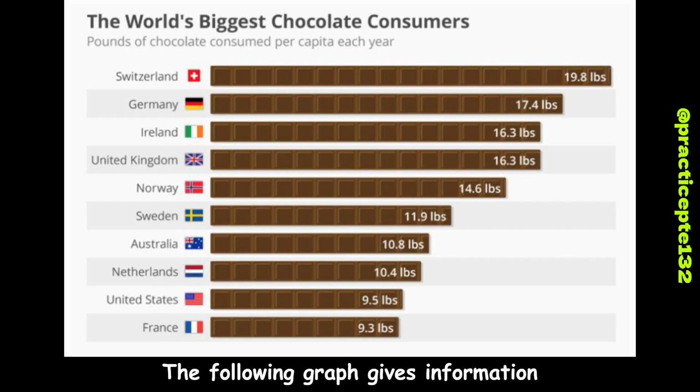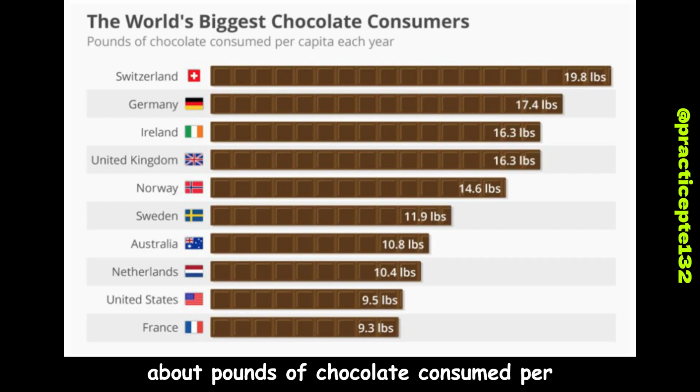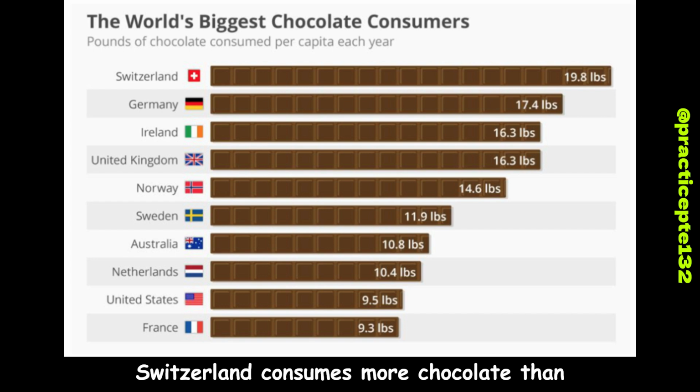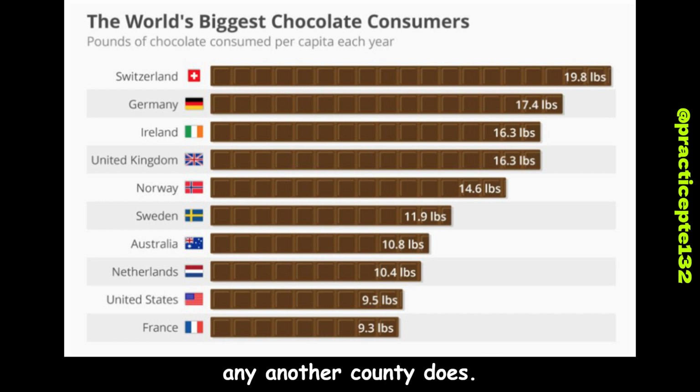The following graph gives information about pounds of chocolate consumed per capita. In Sweden, the value is 11.9, and that of Australia is lower, which is around 10.8. You can see the highest number is in Switzerland, 19.8. What's more, the lowest one is in France, just 9.3. To sum up, Switzerland consumes more chocolate than any other country does.